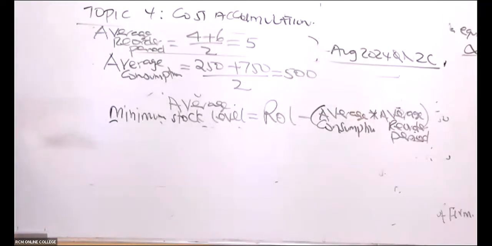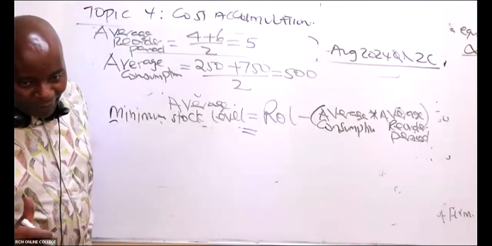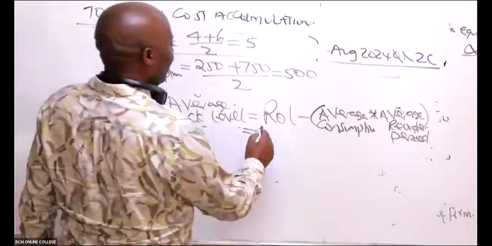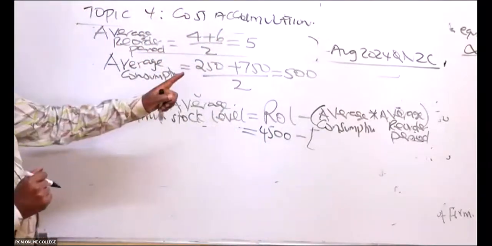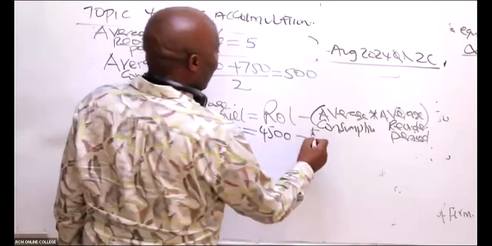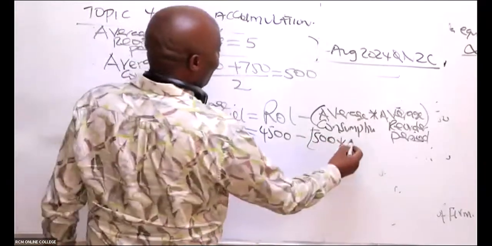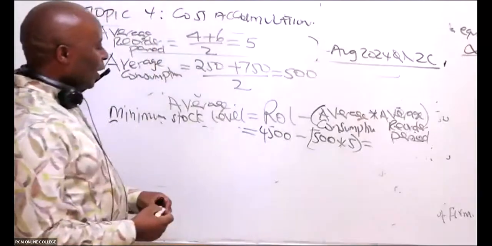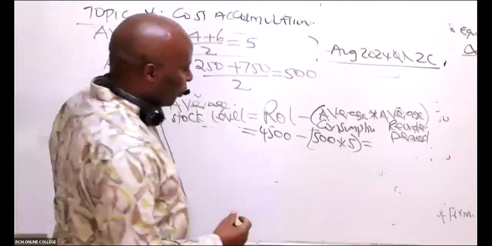Now with that insight, we shall be able to give them the minimum stock level by taking the reorder level. Do you remember our reorder level? 4,500. Minus average consumption, 500, multiplied by average reorder period, which is what here? 5. So at the end of the day, I will be able to get what we're calling the minimum stock level, that I can see some great lady called Jenny here has already given me as 2,000.